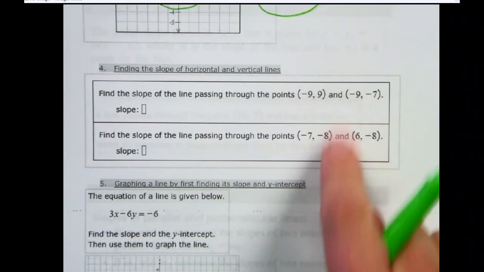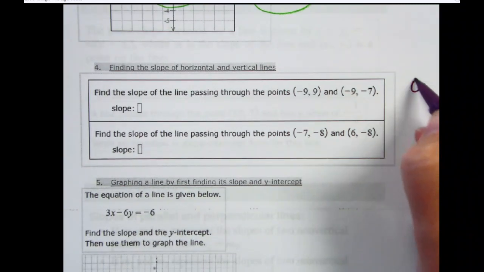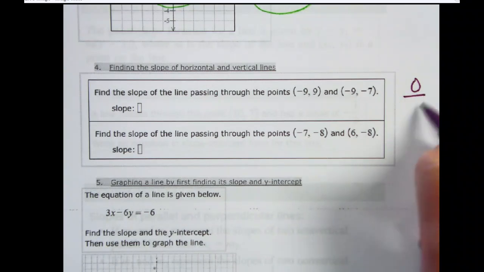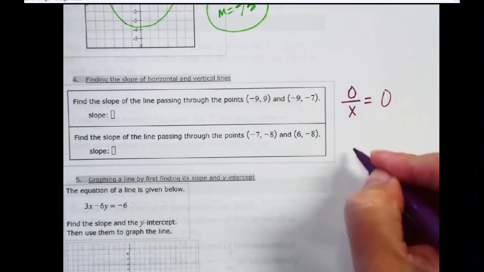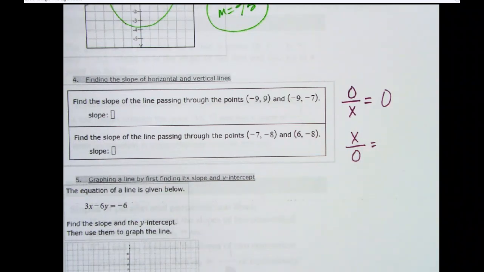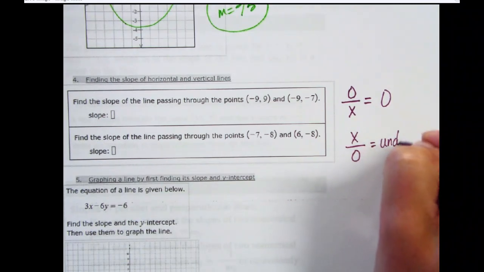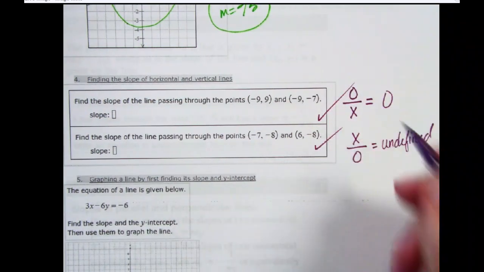I think we'll just do one of these. Oh no, they're vertical and horizontal lines. I'm not going to solve those for you, but what I am going to do is this. If we have 0 over any number, what does it equal? 0. If we have x over 0, what is it? Undefined. If you remember the difference between those, you'll be able to do both of those.